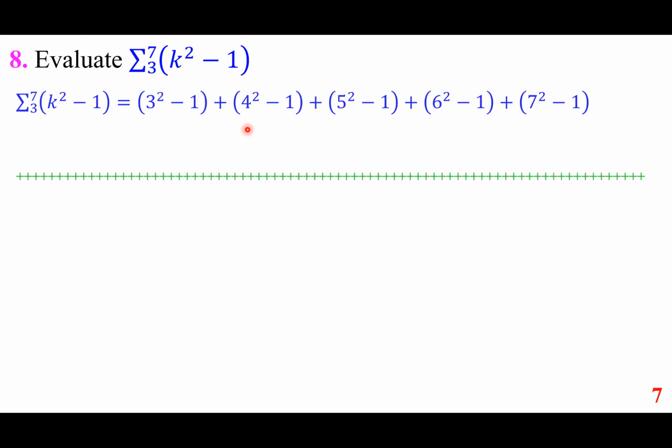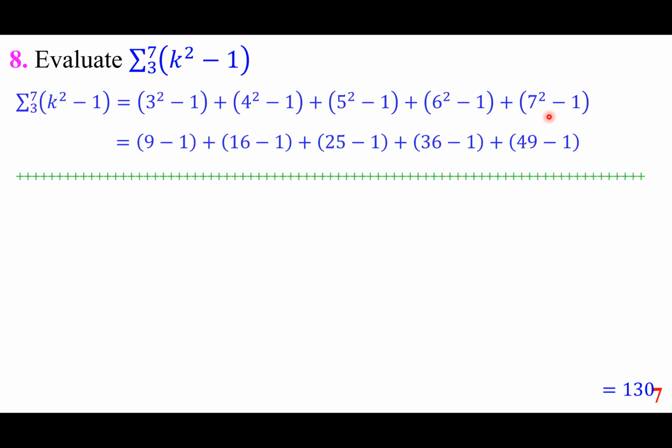3 squared minus 1, plus 4 squared minus 1, plus 5 squared minus 1, 6 squared minus 1, 7 squared minus 1. And we know this is 9 minus 1, 16 minus 1, 25 minus 1, 36 minus 1, 49 minus 1. And we simply add them up. We get 130. Obviously, this is 8, 15, 24. Let's just put it on top quickly. So this is 8 plus 15, 24, 35, 48.